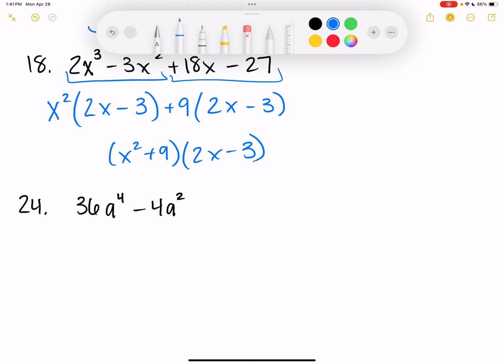All right, so let me back up. Obviously, this doesn't really look like anything. I mean, it kind of does, but there's two terms. So I'm going to first see if there's something that both terms have in common that I can take out. 4a squared. So I'm going to take out 4a squared, and that leaves me with 9a squared minus 1. Now, once I get to this point, I need to look, is this something that can factor farther?